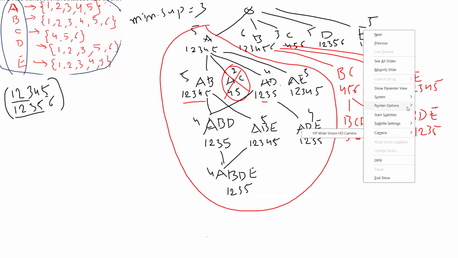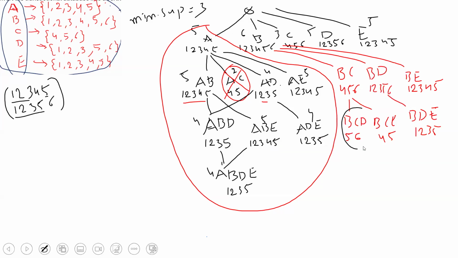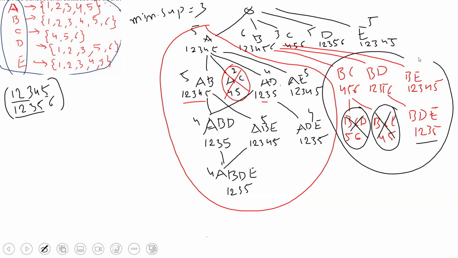What is the support of these two? Support of both of them is 2. So we will ignore both of them. So this is the end. We don't have anything to extend here. And once this is completed, we go back to the next one, which is CD, CE. So that is how you keep on going from the left side. Once the depth is completed, you will extend on the right side. That is why this is called the depth first approach.